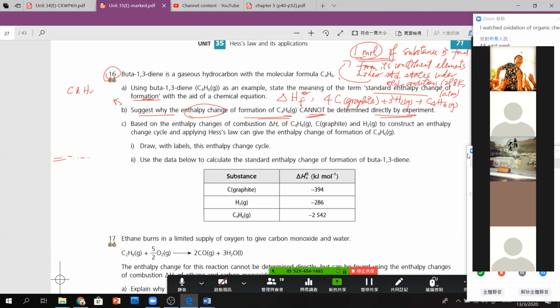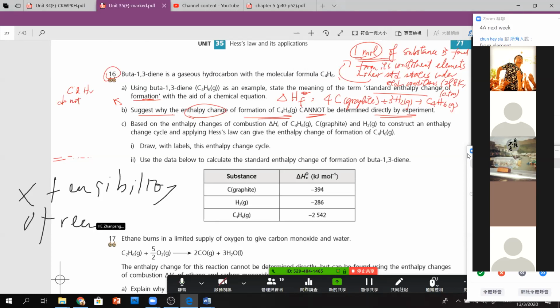Not accurate. Your answer is not accurate. Heat is lost to the environment. Is it something about the reaction nature itself? Yes, the reaction is not feasible. Yes, that's right. Ho Jiman has got the correct answer.